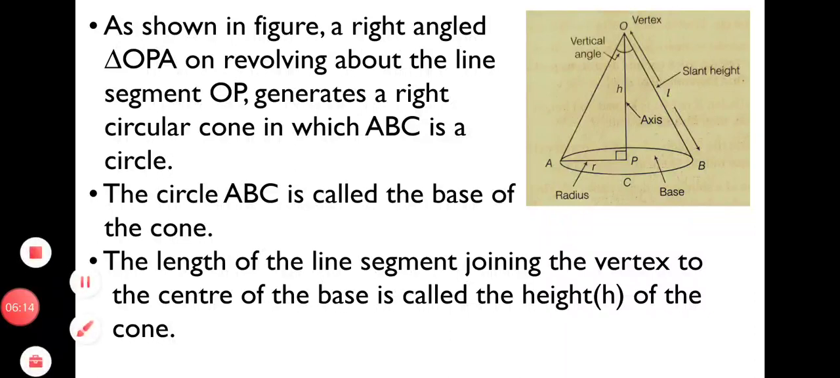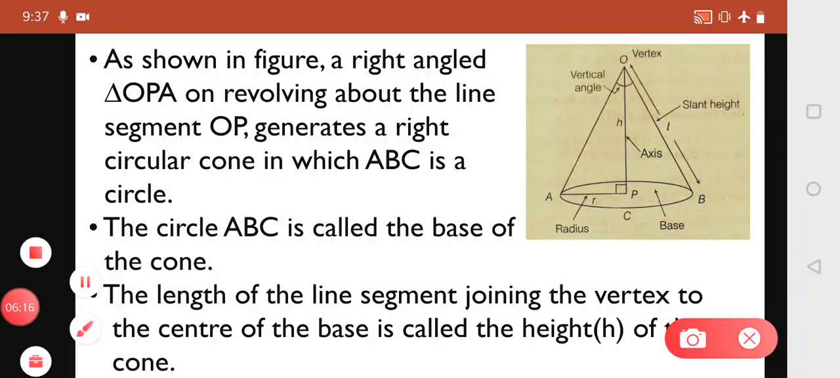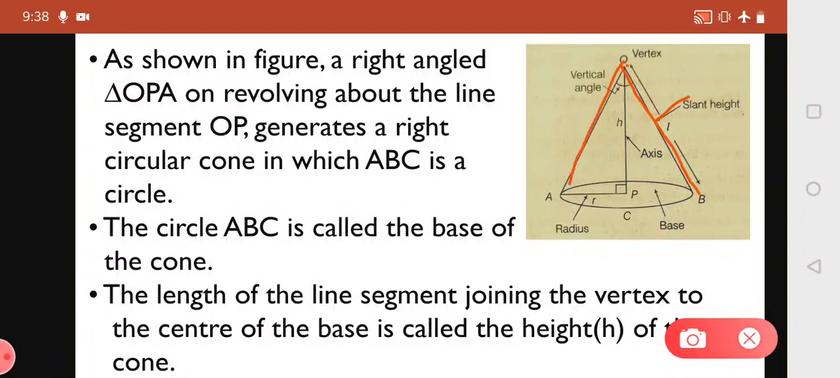Let's see in the figure. According to the definition, what is the definition of slant height? The length of a line segment which joins the vertex with any point on the circular edge of the base is called slant height, which is denoted by small l. This is also your slant height.